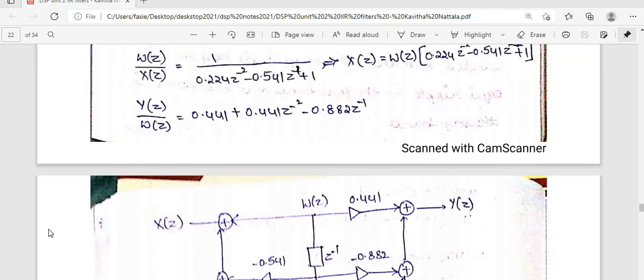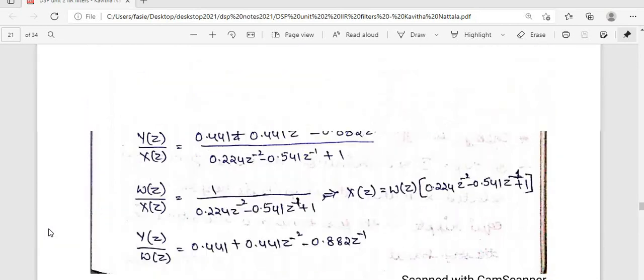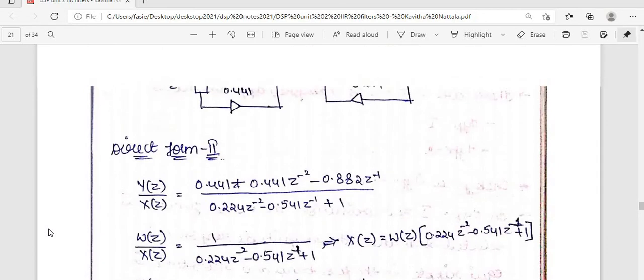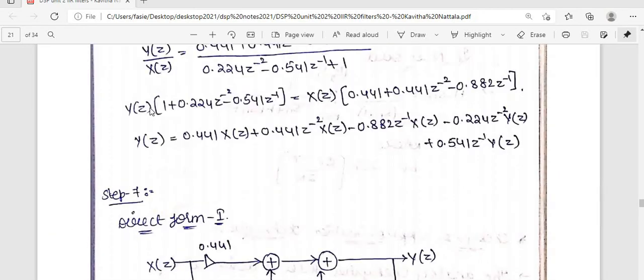What we have to do? The only thing is we have to add a weighting sequence. That's it. If you add the weighting sequence for the given problem, this is the direct form 2. What is the output? Y of z. This is the output, right?